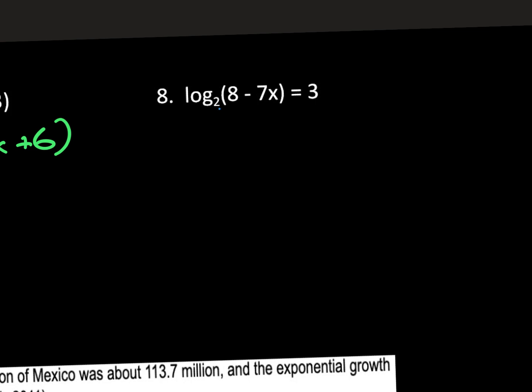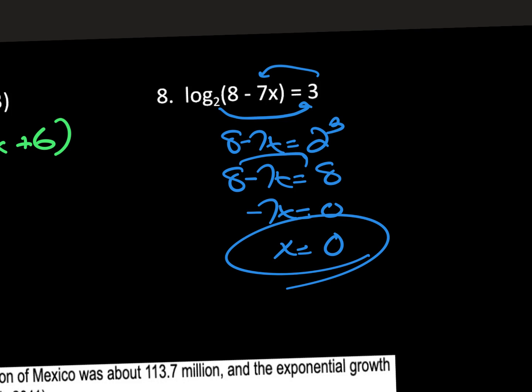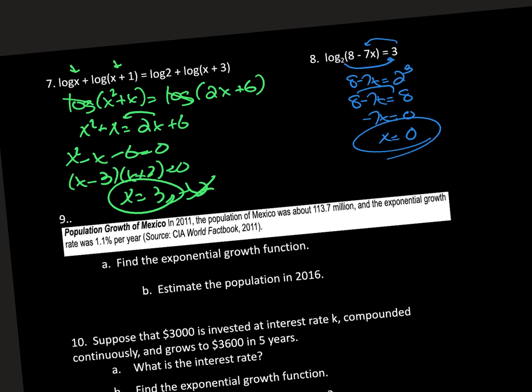And the way you work out a log is you do 2 to that power equals that. So I'm going to say 8 minus 7x equals 2 cubed. All right, 2 cubed, in case you were curious, is 8. So if I move the 8 on this side over there, it's obviously going to cancel. Divide by negative 7, I get 0. Now make sure 0 is okay. If I plug it in there, yep, still good. Everything's good. I like it. There's number 8. Let's go to number 9.